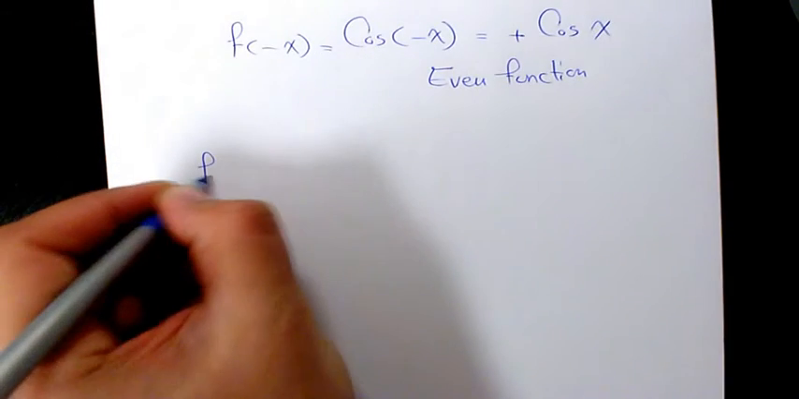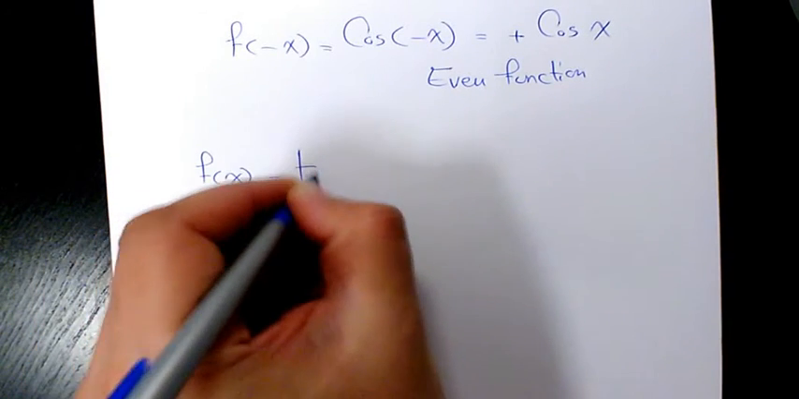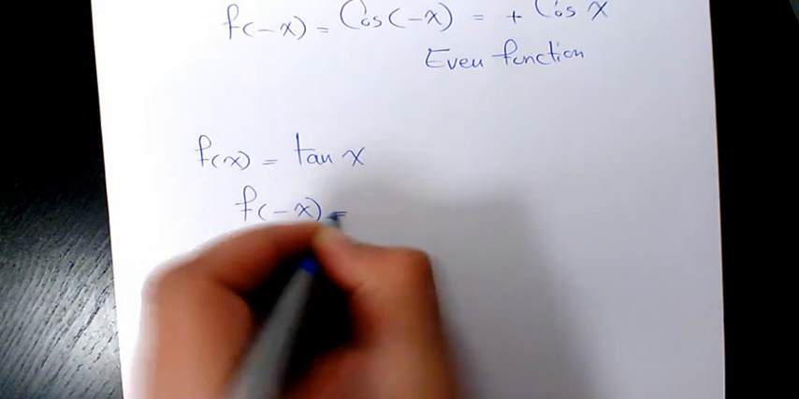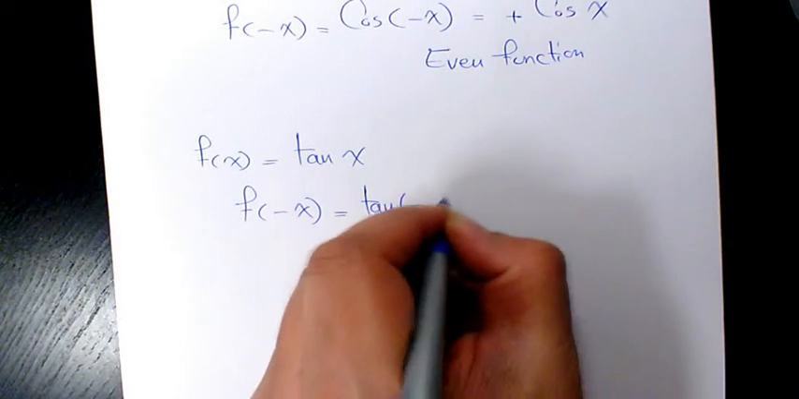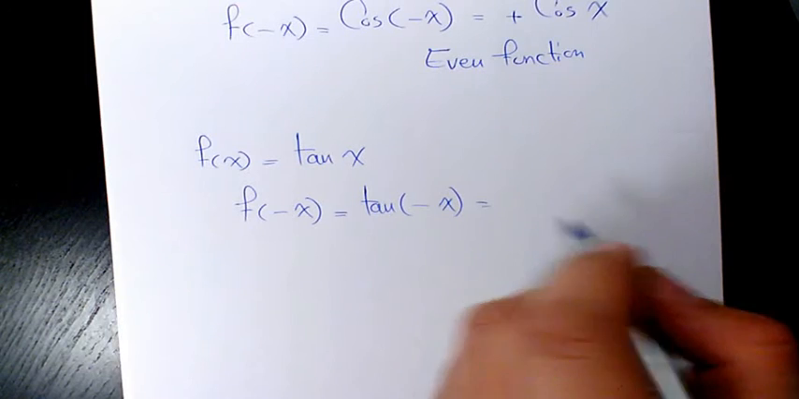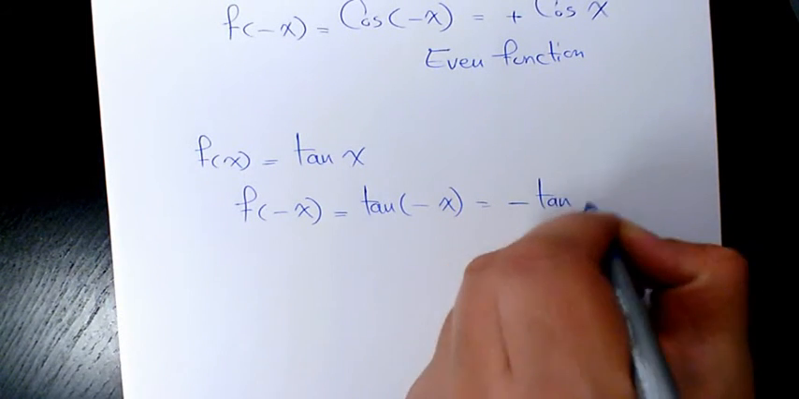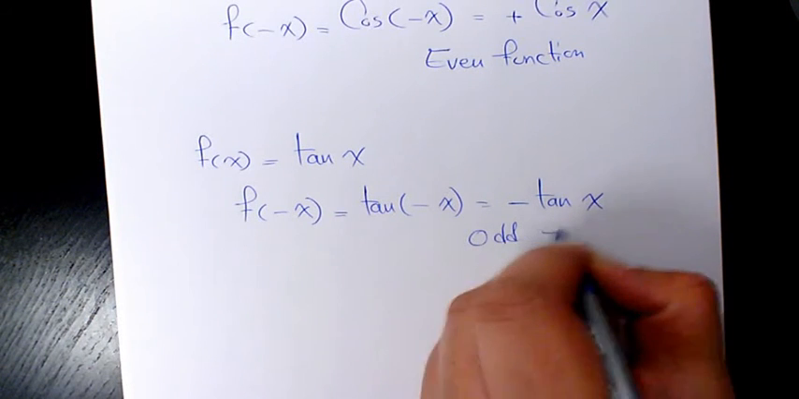What about tangent? f of x equals tan x. So f of negative x equals tan negative x. In quadrant 4, tan, based on the CAST rule, is negative, so negative tan x. So we have an odd function.